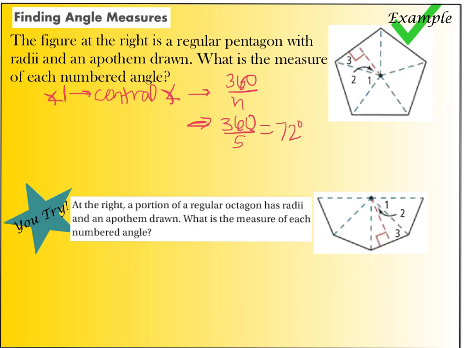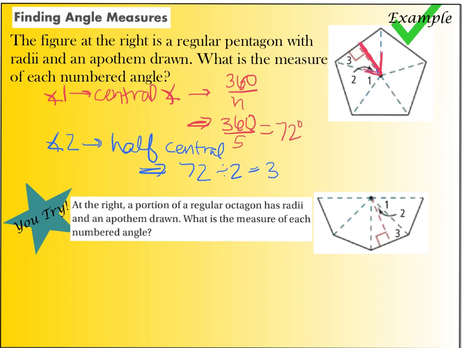Now, angle 2, that's this angle here, that angle is half of a central angle. Because if you look at it, it's this central angle, but it's been cut in half by our apothem. So we now have half of that central angle. So we're simply going to take 72, because we already found our central angle, and we're going to divide that by 2, which gives us 36 degrees.